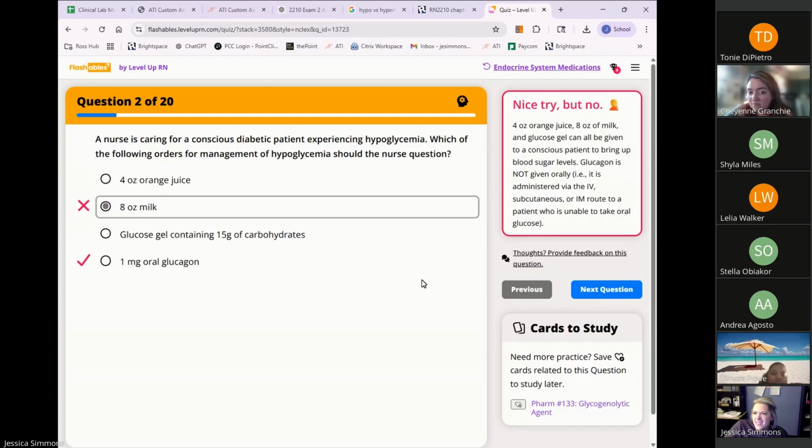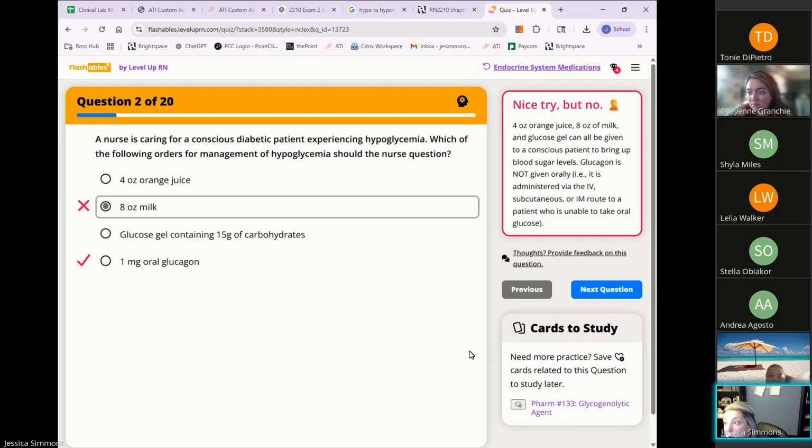Oh, what? See, even Jessica can be wrong. Okay, 4 ounces of orange juice, 8 ounces of milk, and glucose gel can all be given to a conscious patient to bring up blood sugar levels. Glucagon is not given orally. See? Even Jessica makes mistakes. I hate doing that. So, I did say it's most common IM.